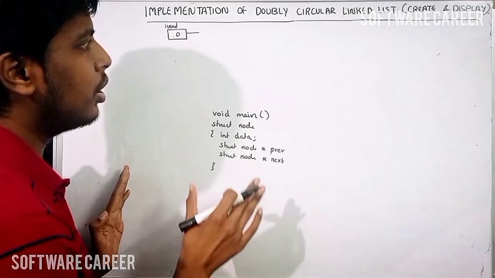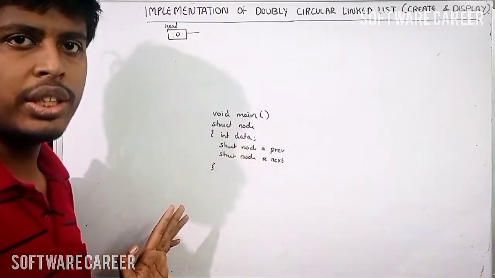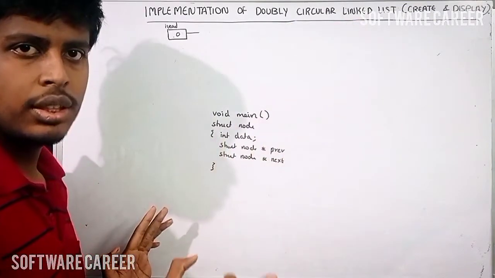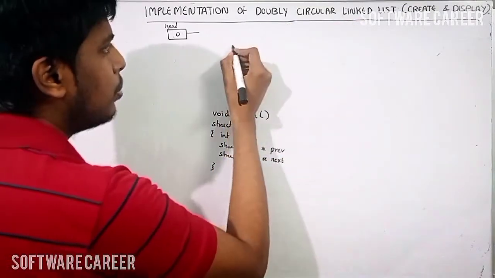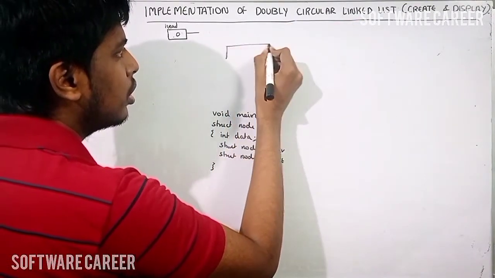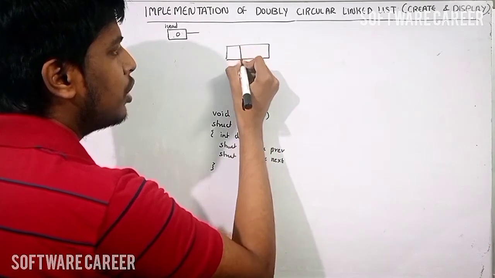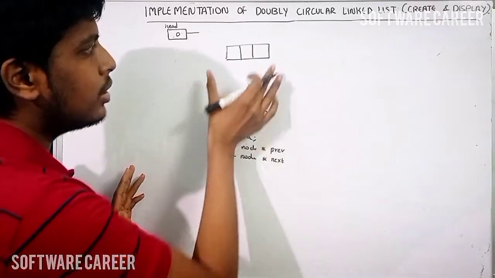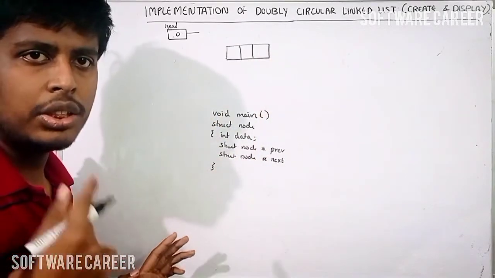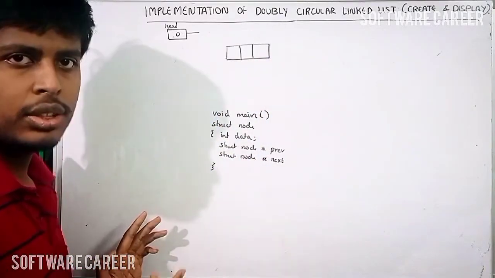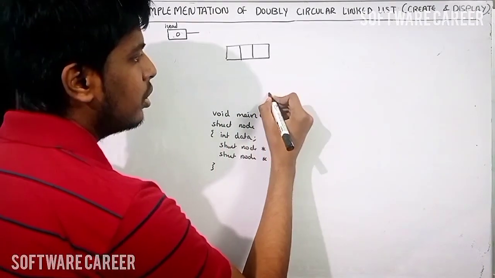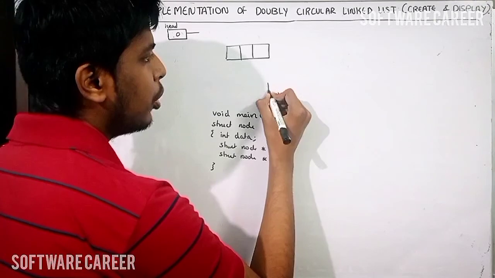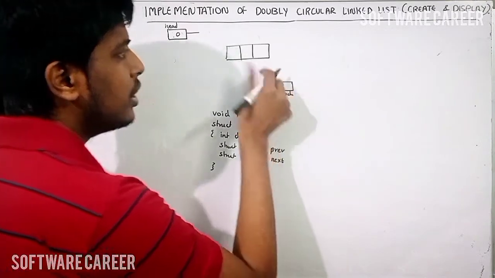Now you want to create a new node in the double circular linked list. How do you create it? See, the first step is creating a new node of 3 parts. I have created a new node of 3 parts. Now I want to access this node. How can I access it? I need a pointer for that. So I am creating a pointer called new node. This is the pointer new node which points towards this node.